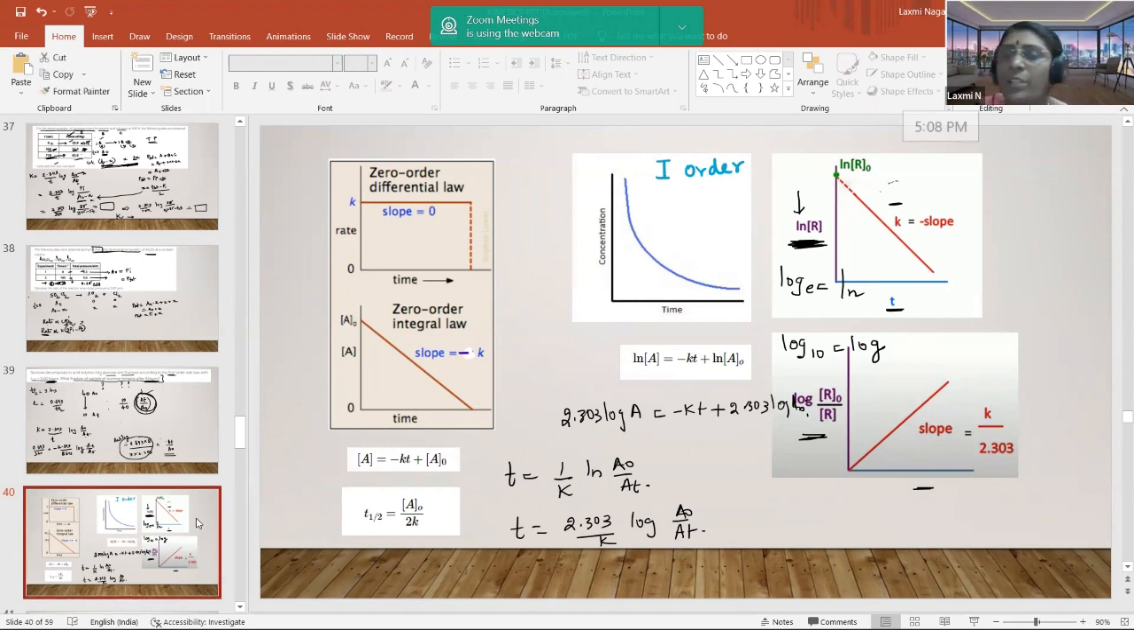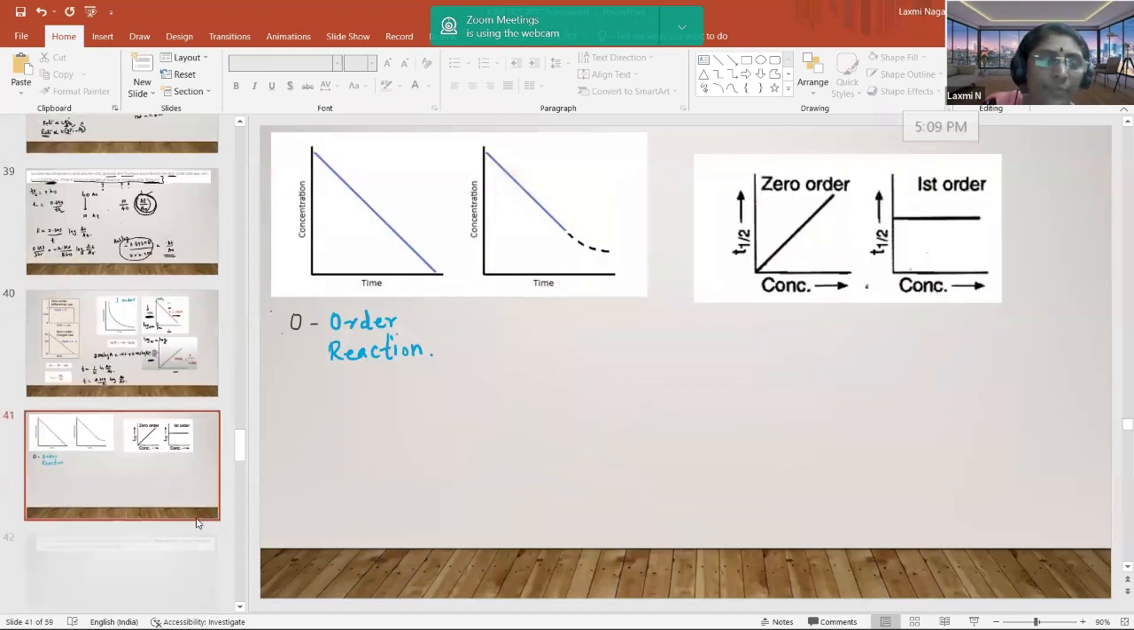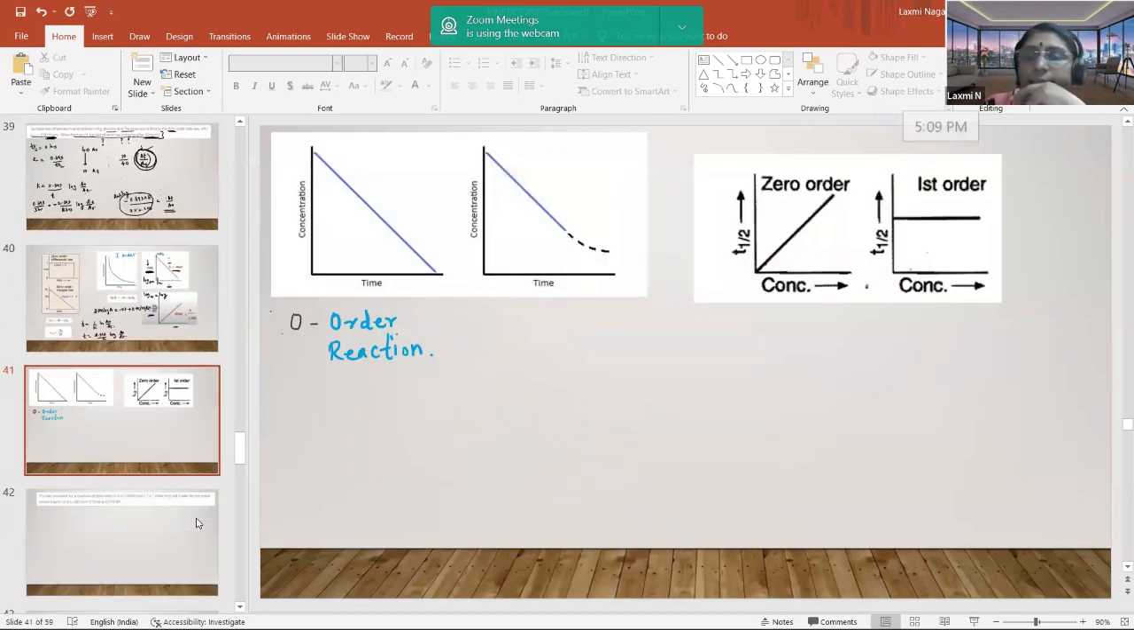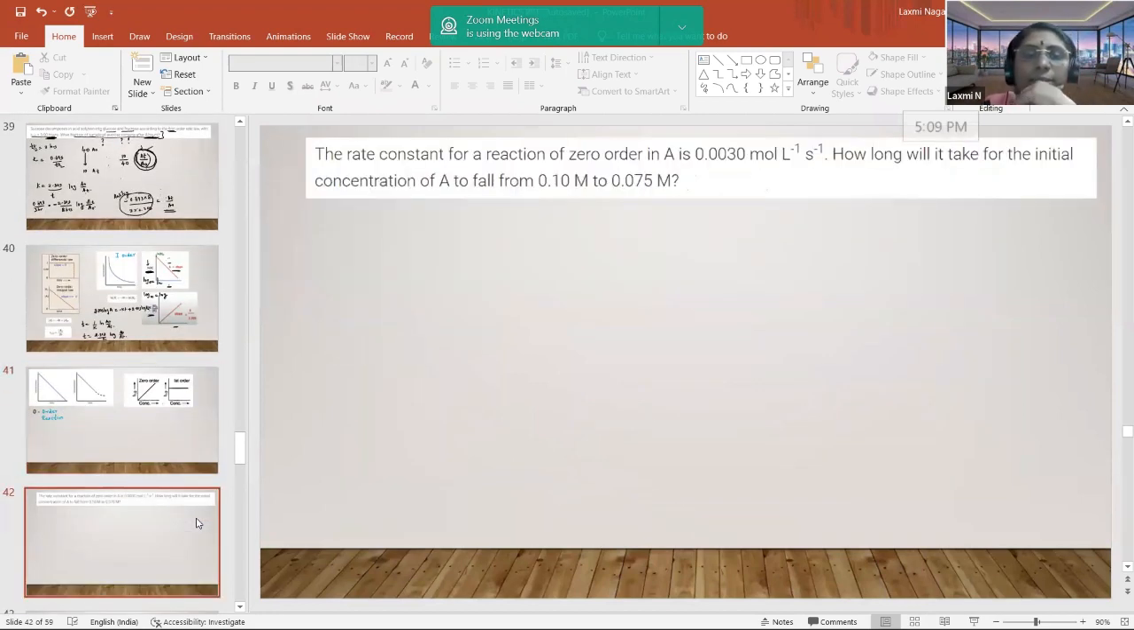So sometimes they would give you the slope value, both in the Arrhenius equation as well as in this. They may give you the slope value. They may ask you the rate constant. So identifying the slope's significance and equating it to k or k by 2.303. Either it is this or that. So if it is ln, no 2.303. If it is log, 2.303 must be there. This one, yeah, I think we discussed this.